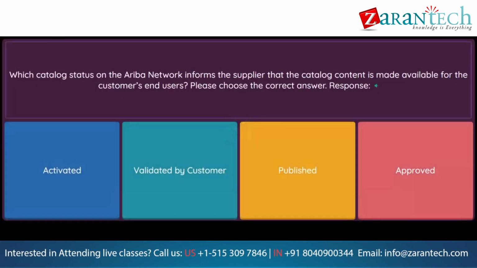Question: which catalog status on the Ariba network informs the supplier that the catalog content is made available for the customer's end users? Please choose the correct answer. Response: Option 1, activated. Option 2, validated by customer. Option 3, published. Option 4, approved.